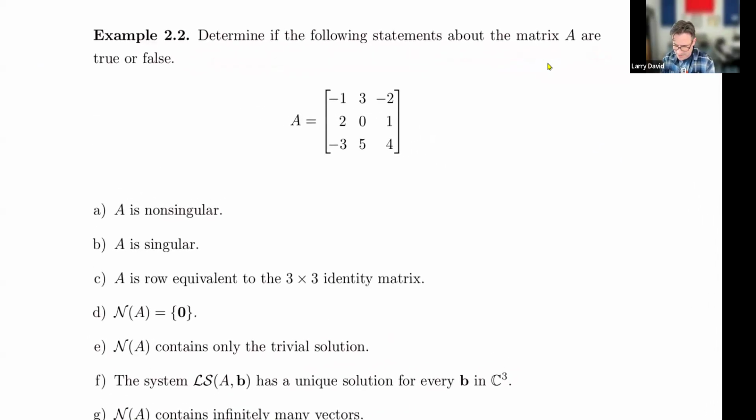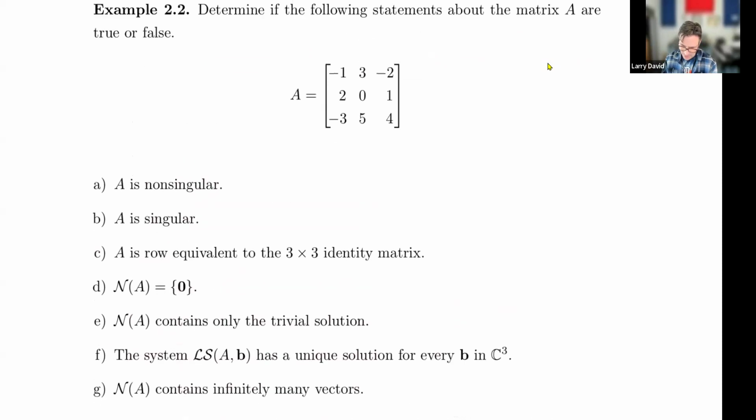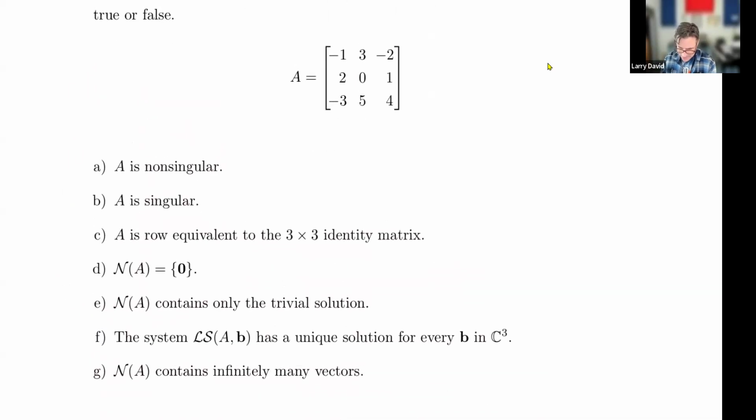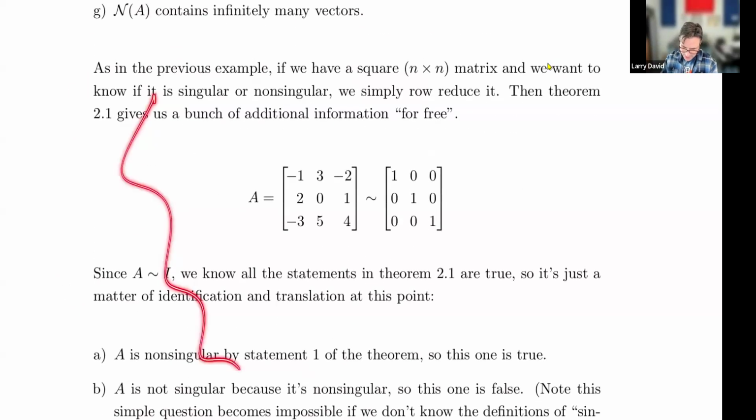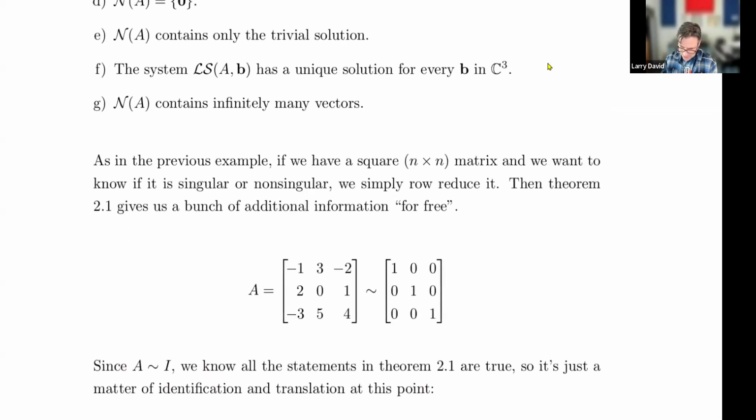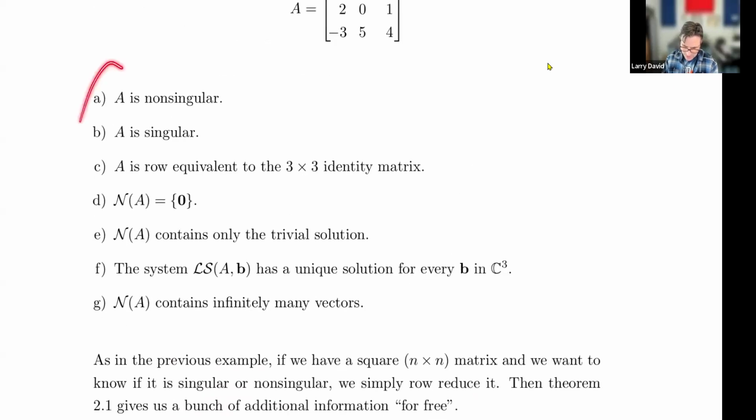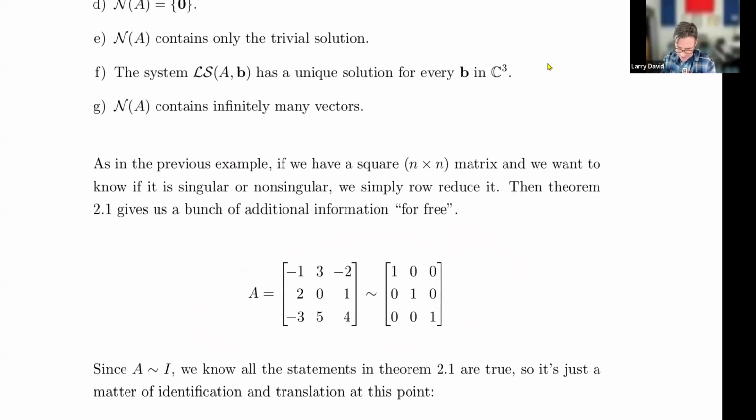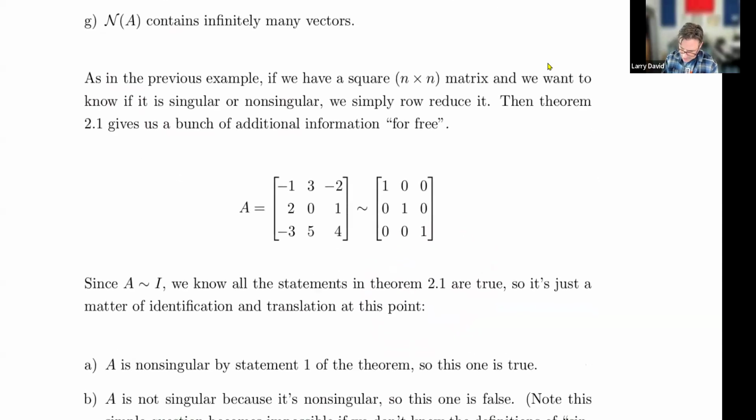Determine if the following statements about the matrix A are true or false. So here's a matrix A. We have a 3 by 3 matrix in this case. We have a bunch of statements about it. And there's a longer discussion here of how to go through this, but let's just stay up here and we'll look at A and just go through one by one. All we have to do is row reduce A. So here's A, we put it into a calculator or a computer, it row reduces to the 3 by 3 identity.